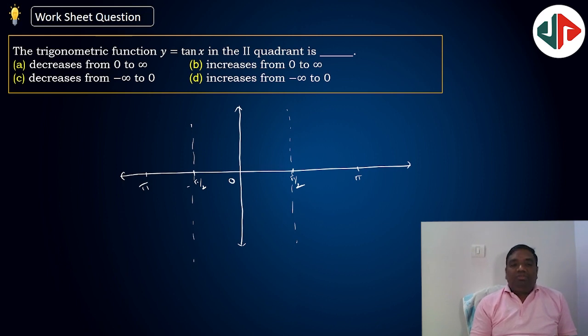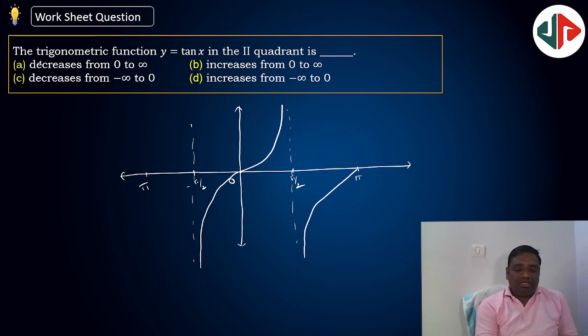So tan is not defined for odd multiples of pi by 2. In the first quadrant tan is increasing from 0 to infinity. In the second quadrant tan is increasing from minus infinity to 0. Minus pi by 2 to 0 also increasing from minus infinity to 0. So your function is always increasing. The tan function never decreases. Always increasing. So here second quadrant means minus infinity to 0.